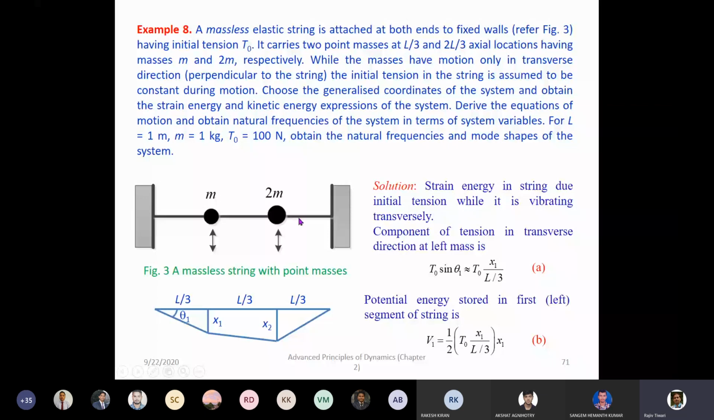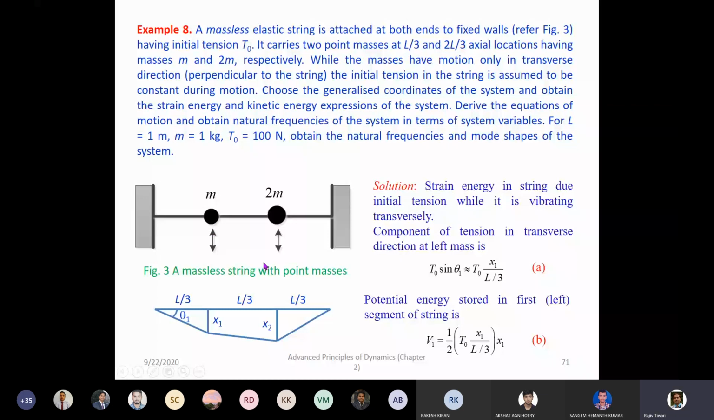Now, when these masses are disturbed, let us say the first mass has x1 displacement and the second has x2 displacement. The lengths are symmetrically placed, L by 3, L by 3, L by 3. Only two coordinates are required to define this, so the generalized coordinates are x1 and x2 only. Theta 1 is not a generalized coordinate. There are two masses, so we are considering 2 degrees of freedom, because each has only one direction of motion.